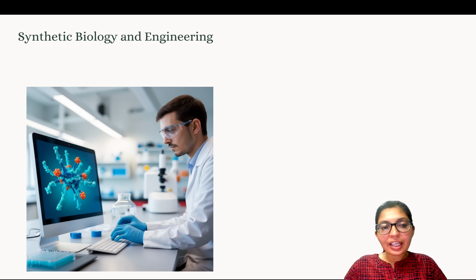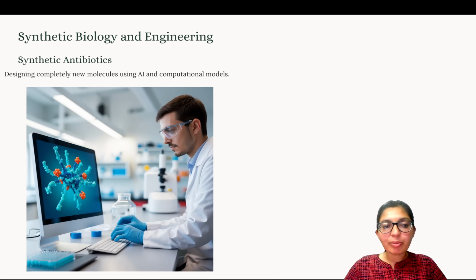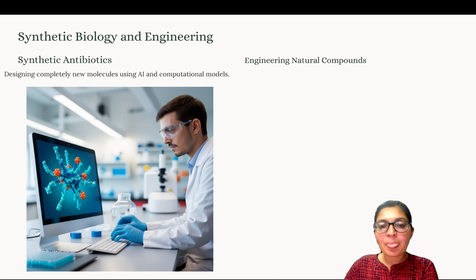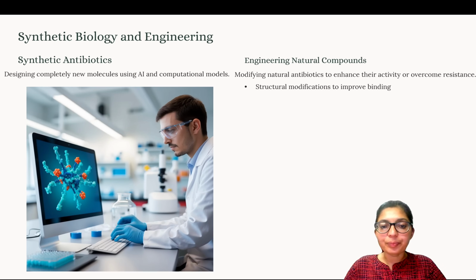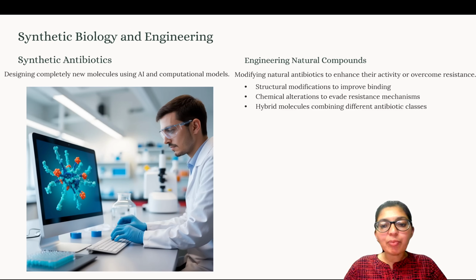Synthetic biology and engineering. Synthetic antibiotics designed as completely new molecules using AI and computational models. In engineering natural compounds, modifying natural antibiotics to enhance their activity or overcome resistance is there, which includes structural modification to improve binding, chemical alterations to evade resistance mechanisms, and hybrid molecules combining different antibiotic classes.